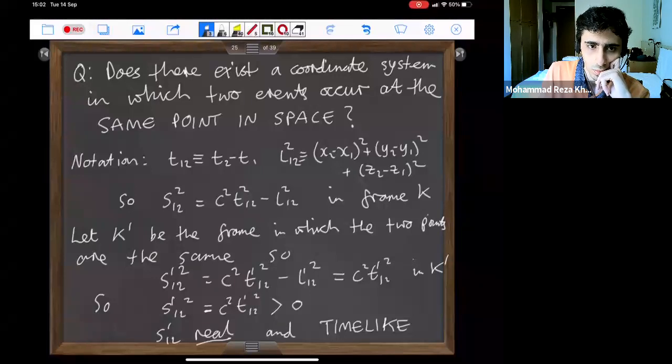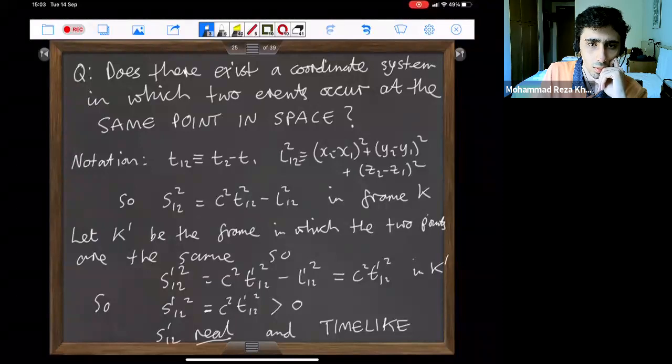Okay. So the question we'll ask is, does there exist a coordinate system in which two events occur at the same point in space? So they're at the same point in space, but different points in time. Okay. So we introduce some notation. T12 is the difference between the two times which separate the events, and L12 squared is the sum of squares of the differences between the positions.